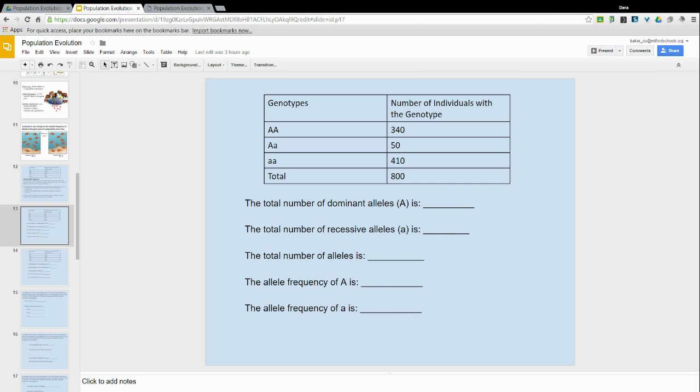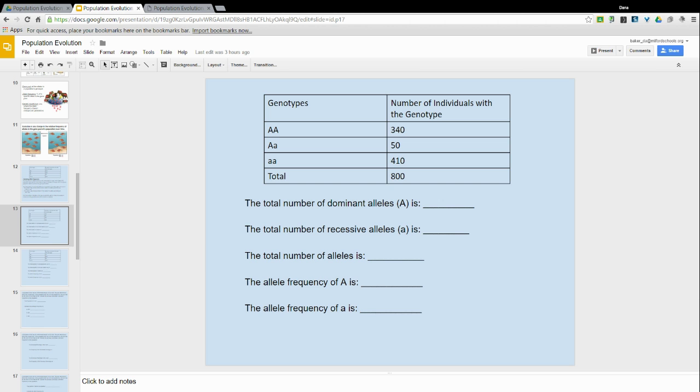So going back down here, we have 600 big A alleles total divided by the total of all of the alleles, and then that is going to give us a grand total of 0.6. So the frequency of big A alleles in our population is 0.6.